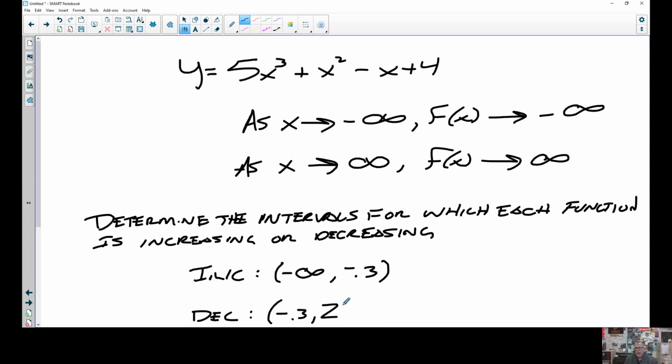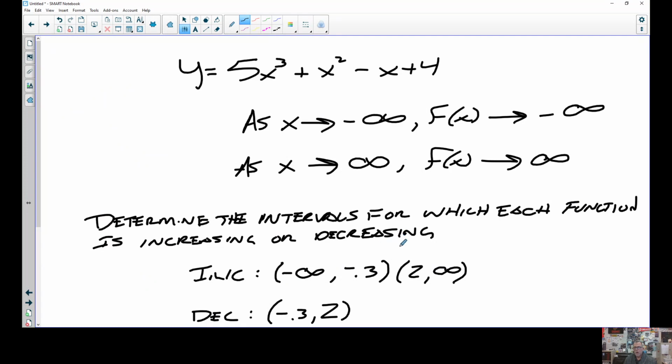So I put 2 as my decreasing endpoint. Well, then what happens to my graph? From that point, it's increasing forever. So I'm going to go to my increasing interval, start a new interval that starts at 2, the x value, and it goes on forever to positive infinity. And I've completed all my increasing and decreasing intervals. And that's all I have to do.